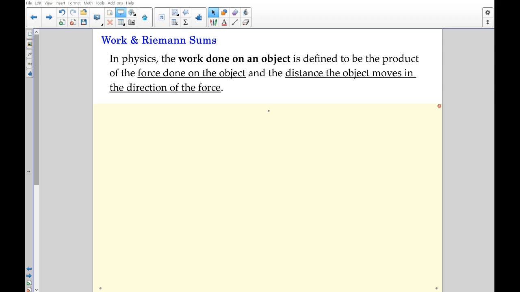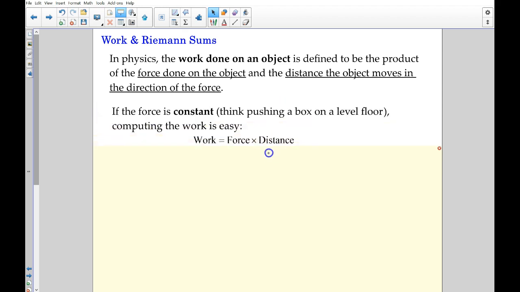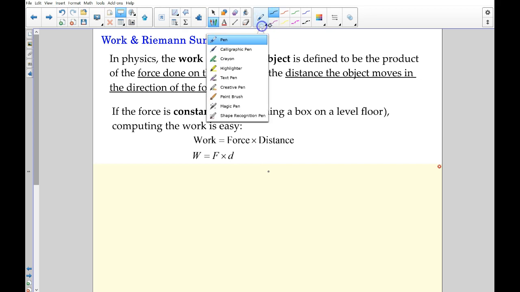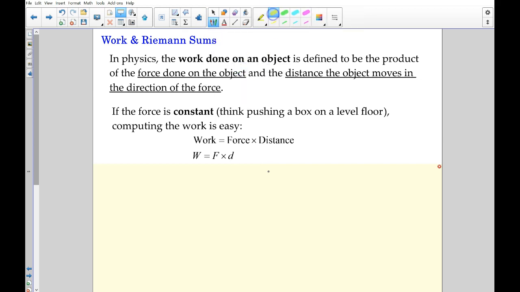So in a basic sense, we can write work as force times distance if, and here's the key assumption, the force is constant. If the force doesn't vary, say you push a box or apply a force on an object the same amount over the entire distance it travels, then we can just express it as force times distance.